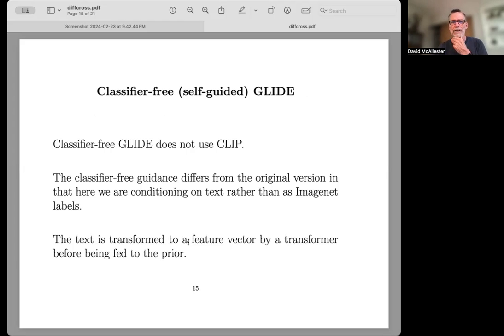So here we're going to do classifier-free guidance. And one thing that was an important advance here is that this CLIP is giving us image representations and text representations for arbitrary text. We're no longer doing ImageNet classes. We're doing free-form text.